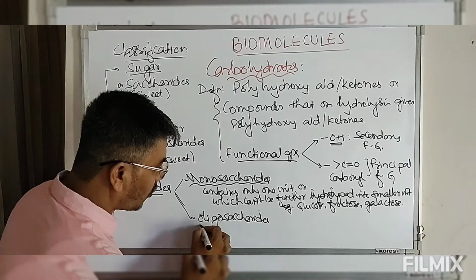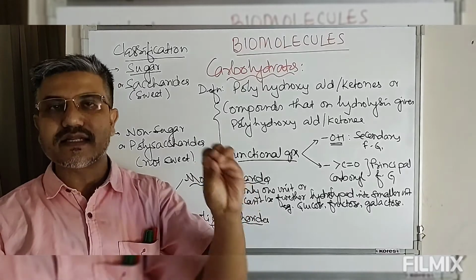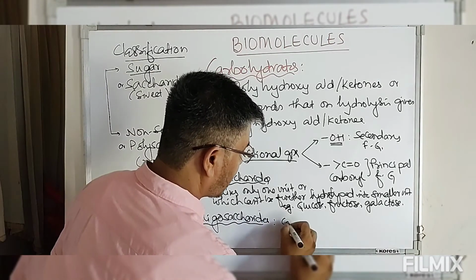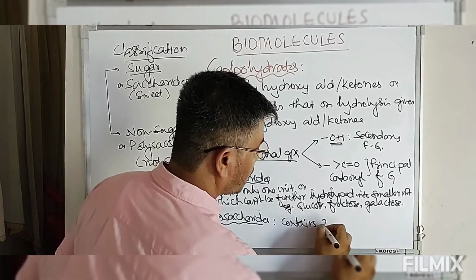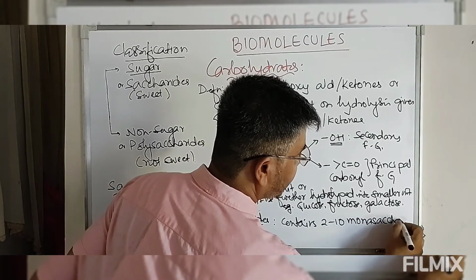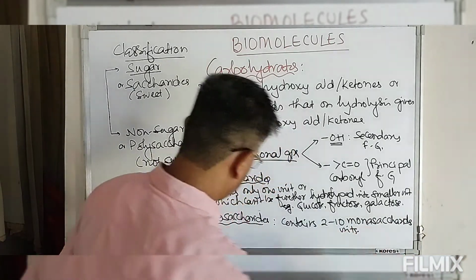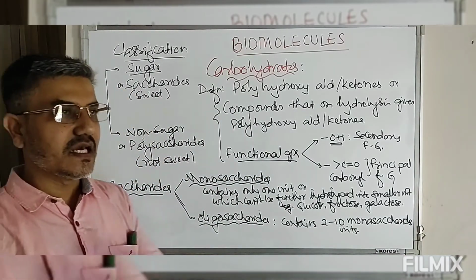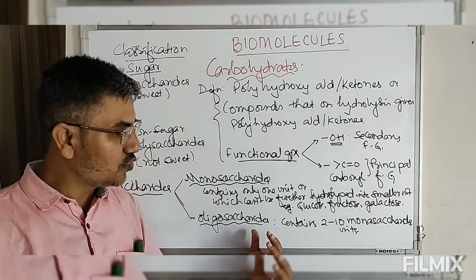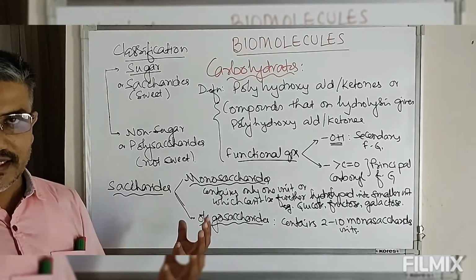On the other hand, look at the oligosaccharides. These are the sugars which contain 2 to 10 saccharide units, monosaccharide units. So those carbohydrates containing 2 to 10 monosaccharide units are known as oligosaccharides. That means these oligosaccharides on hydrolysis will give you 2 to 10 monosaccharide units. Those are known as oligosaccharides.